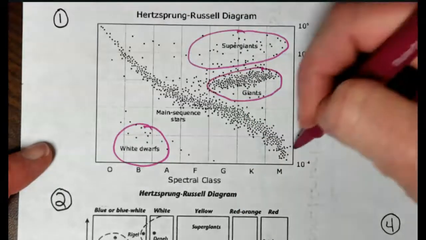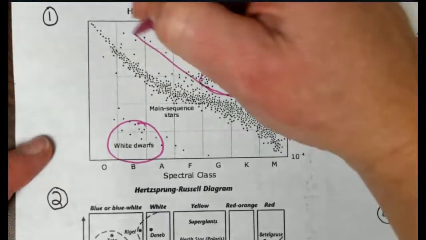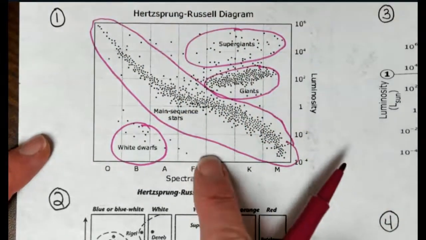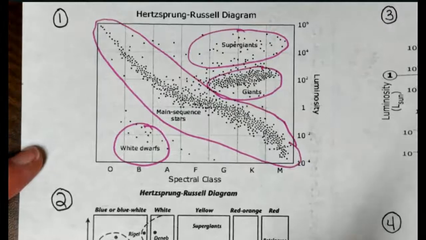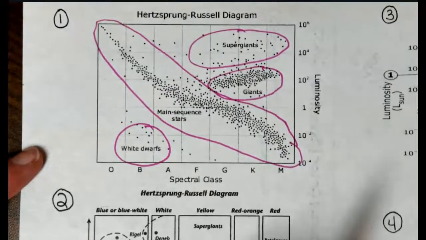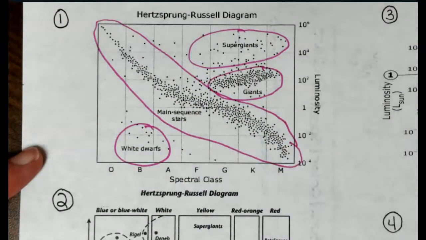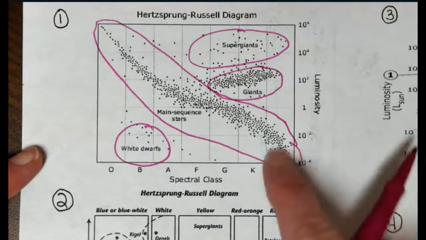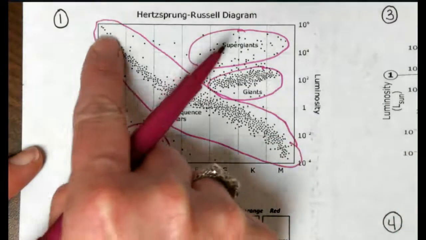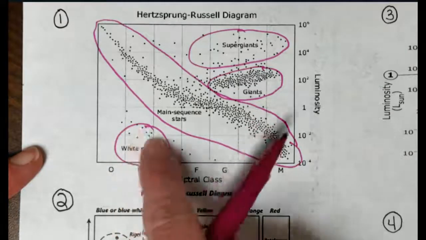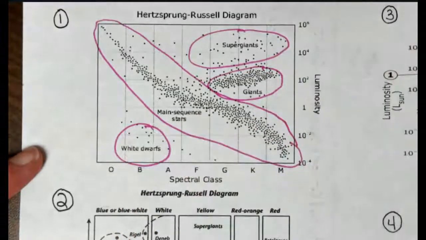But look at the diagonal, all the way through here. These are considered the main sequence stars. Remember we said about 90% of all stars are currently main sequence stars. So that diagonal indicates those main sequence stars. Look at the patterns. Main sequence stars can be really cool and dim, or they can be very hot and bright. White dwarfs, supergiants, and giants.